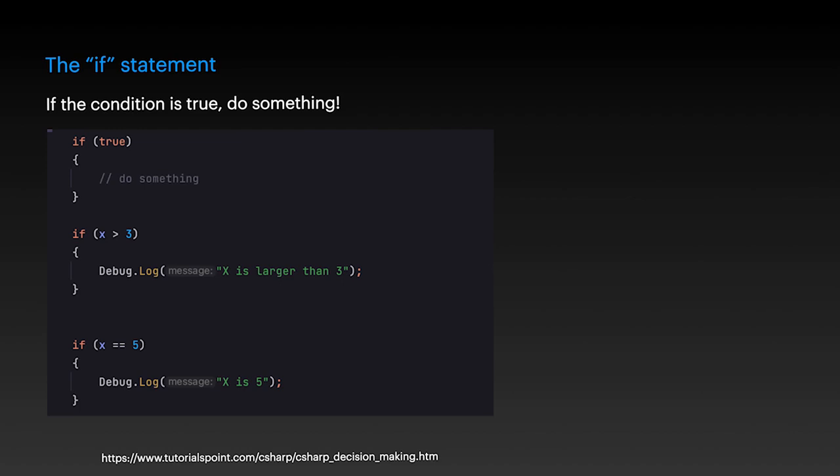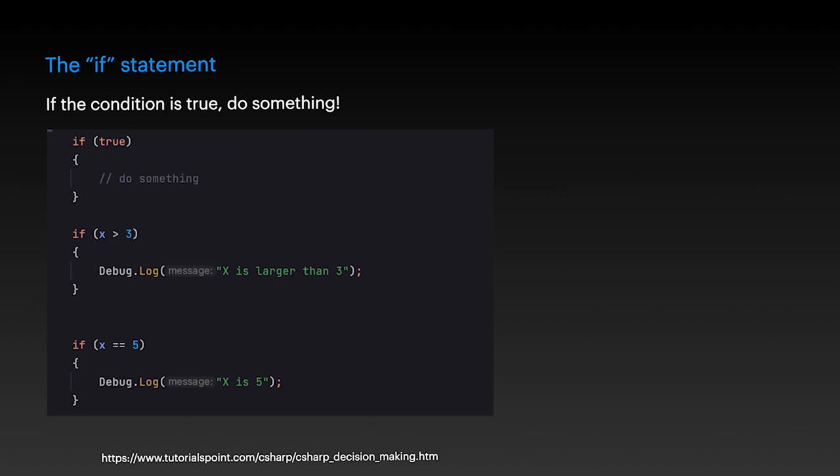Then it will start executing debug.log, right? The stuff inside. If, for example, X equals 2, if 2 is larger than 3, now it's a false state, right? So it won't execute debug.log, semicolon, that X is larger than 3, right? Quotation mark, right?